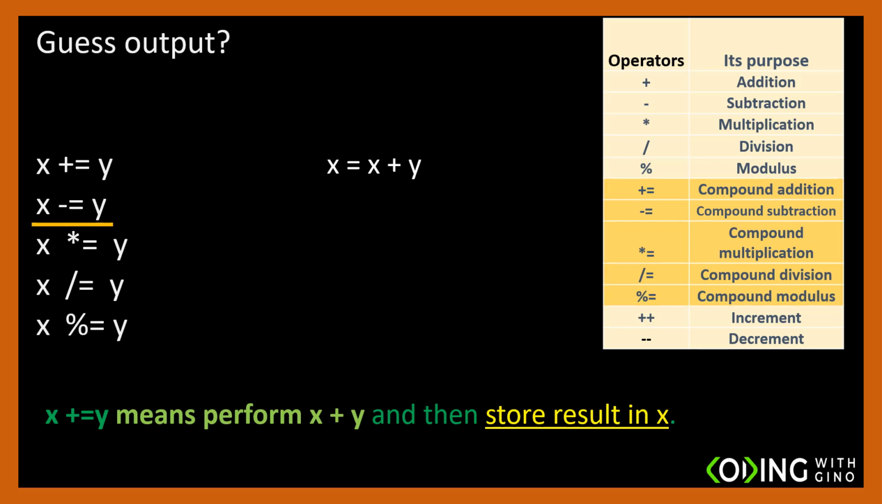So, x -= y is interpreted as x = x - y. x *= y becomes x multiplied by y and store the answer in x. x /= y is x divided by y and store the answer in x. Finally, x %= y is x mod y and the result is stored in x. So these were the compound operators.